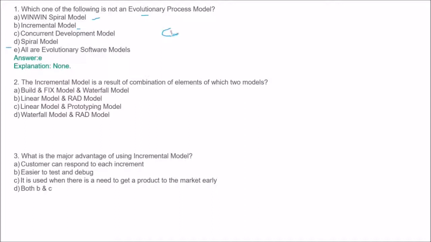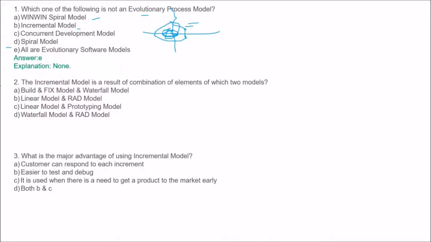For example, the spiral model starts with one round, second round, third round, and for each round they have various quadrants for specific work. One complete cycle shows that you can combine the waterfall with the prototype. So waterfall steps have been taken, and this is how these models evolve. So all these models are evolutionary process models.